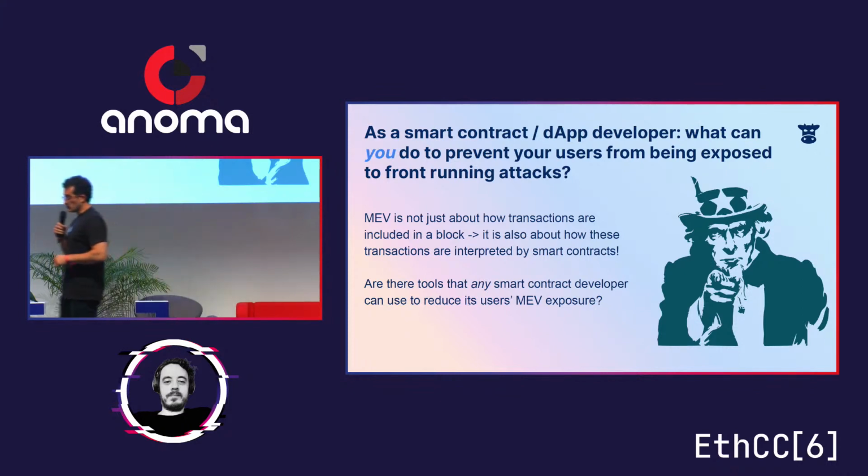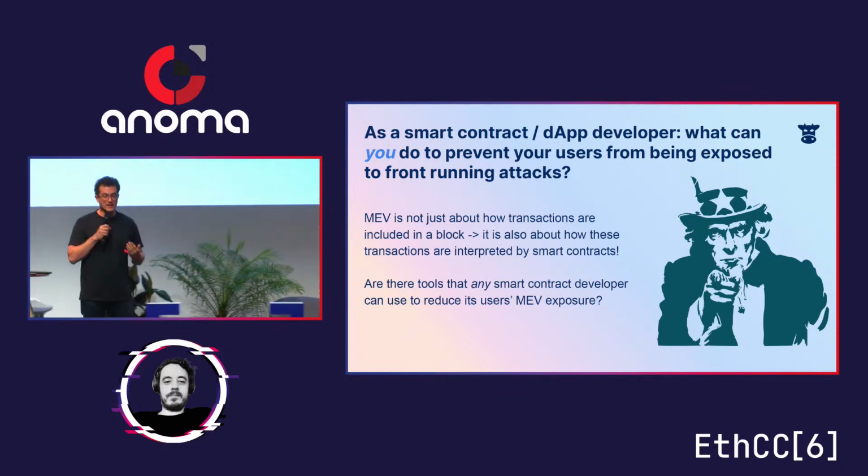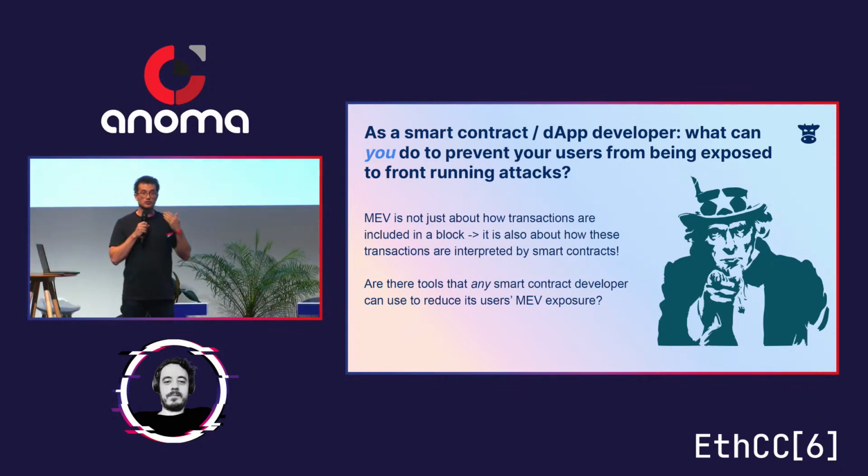And so what we started thinking is, can we have tools that potentially any smart contract developer could use in order to prevent their users from being exploited by attackers? So let's keep the infrastructure as it is now. We can also think of the infrastructure as the one of the old days where everything was going through the public mempool. And can we work exclusively on the smart contract layer to prevent attacks?